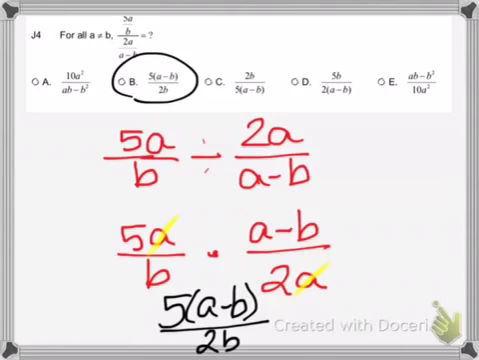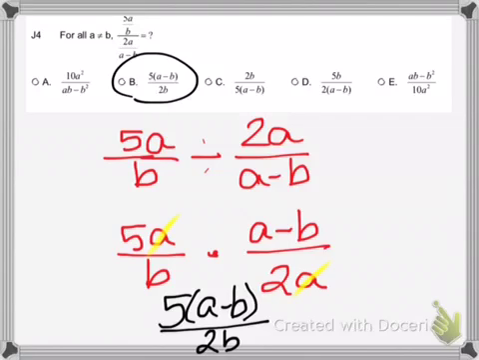Number 4, for all a that doesn't equal b, 5a over b divided by 2a over a minus b. That's a division problem. Fractions mean division. So I wrote it like a division problem. I said 5a over b divided by 2a over a minus b.